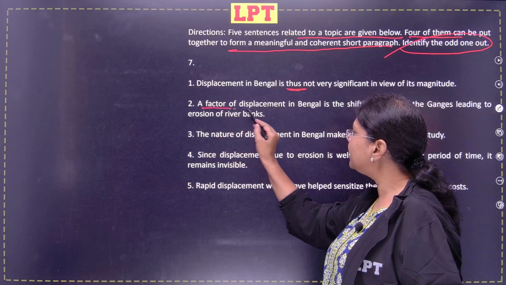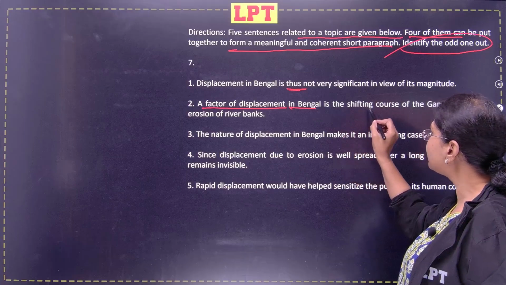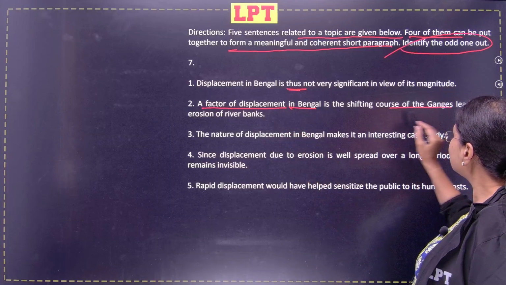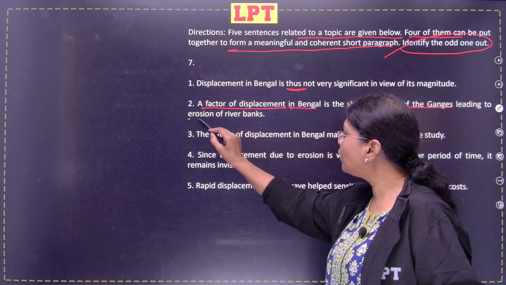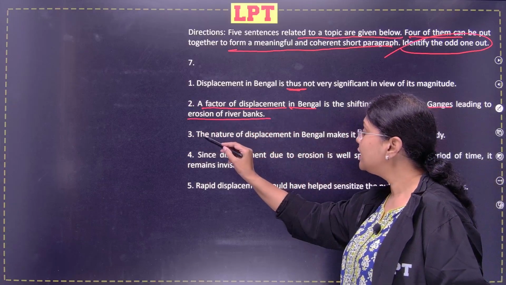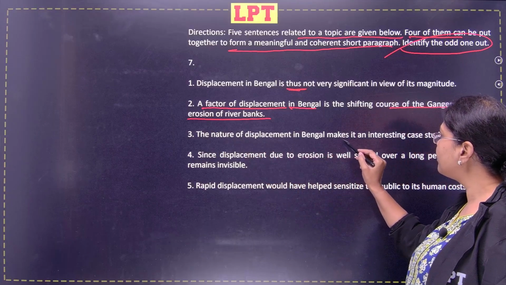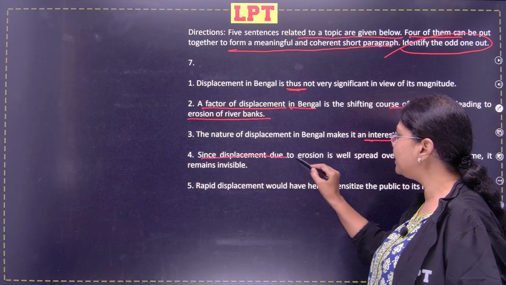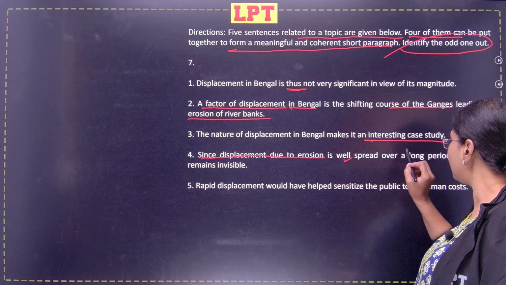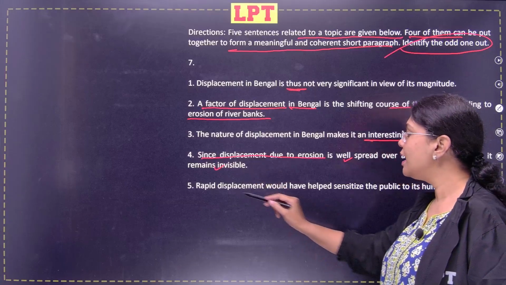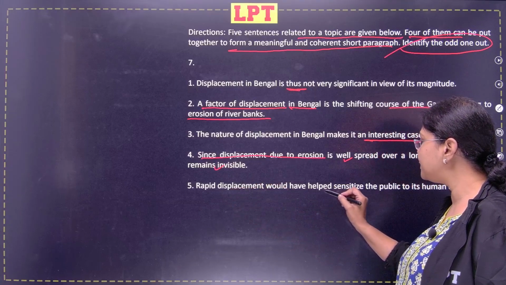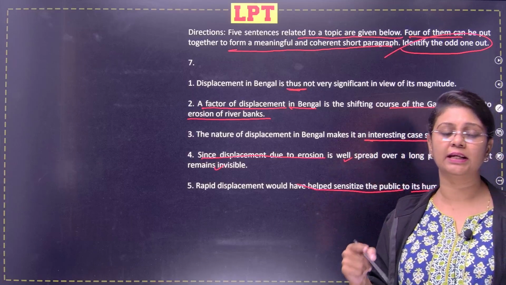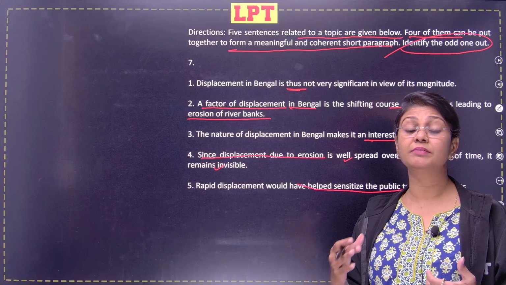Second says, a factor of displacement in Bengal is the shifting course of the Ganga leading to the erosion of river banks. Third one says, the nature of displacement in Bengal makes it an interesting case study. Fourth says, since displacement due to erosion is well spread over a long period of time, it remains invisible. And fifth says, rapid displacement would have helped sensitize the public to its human cost. So when you look at all these 5 sentences, they talk about the fact of displacement in Bengal.